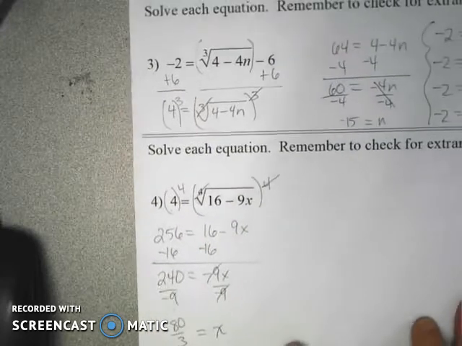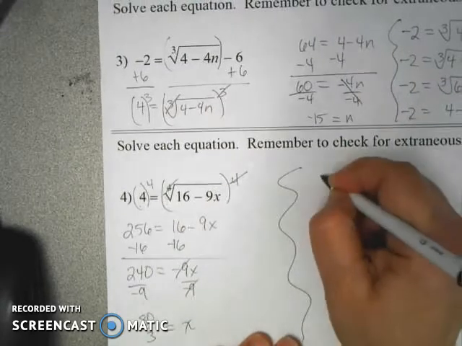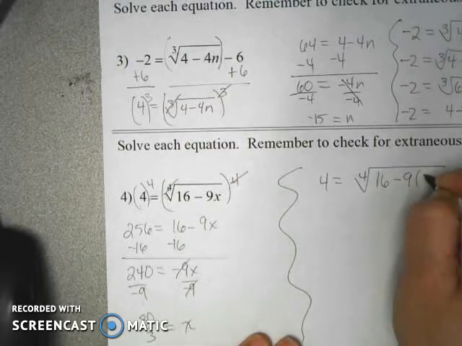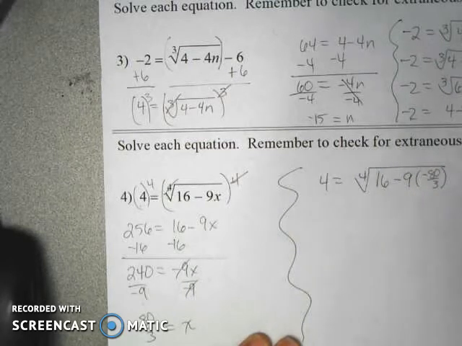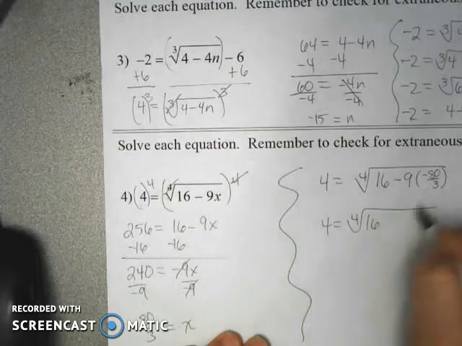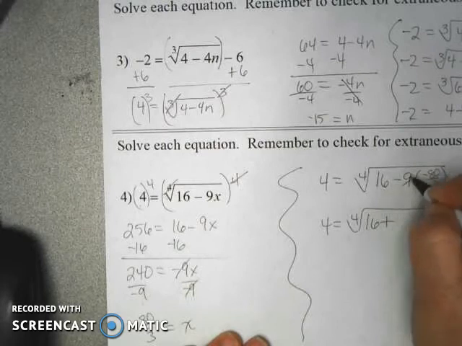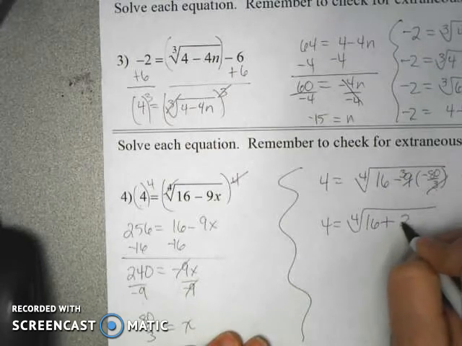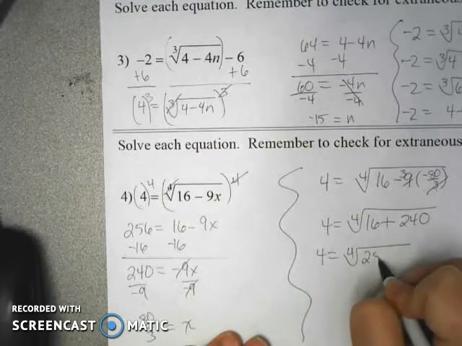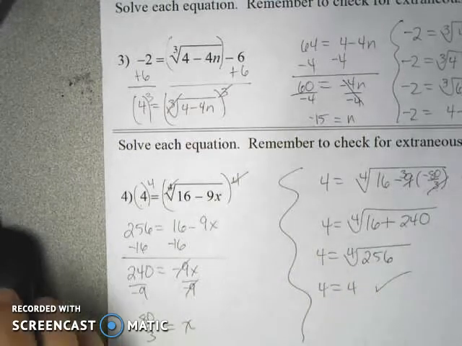Now we have to plug that back in to see if that's actually a good solution. Okay, so we're going to have to work this out. So let's see, we're going to have a negative times a negative, which is a positive. 3 will go into 9 3 times, so that becomes 240. That's going to be 256, and a fourth root of 256 does equal 4, so that checks out just fine.